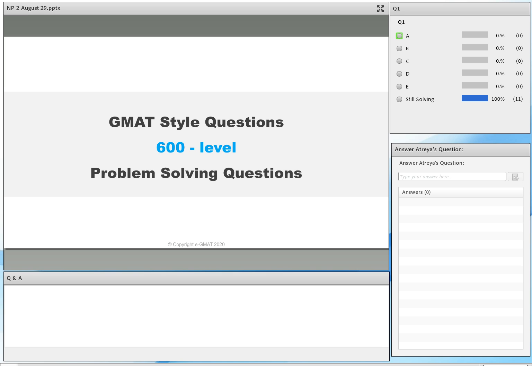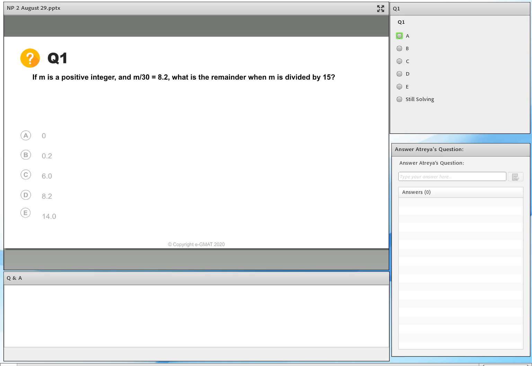So again, please mark as still solving. This should come naturally to all of you, right? I only have 11 people. This is very disheartening, guys. Let's take it to 40 at the earliest. Only then I'll be able to give you the next question. 36, 37. I need 3 more. All right, perfect. Question number 1 on your screen. All the best for this.